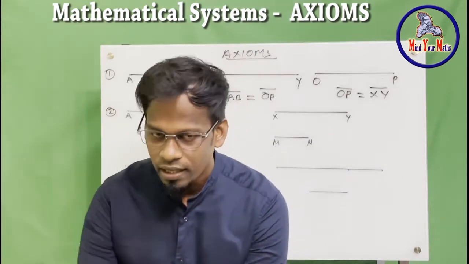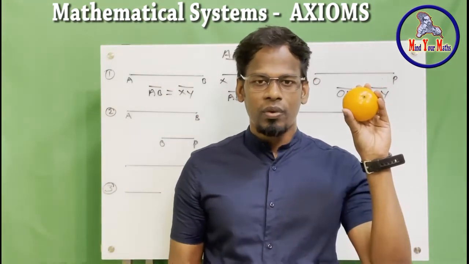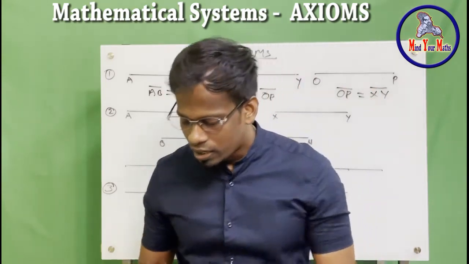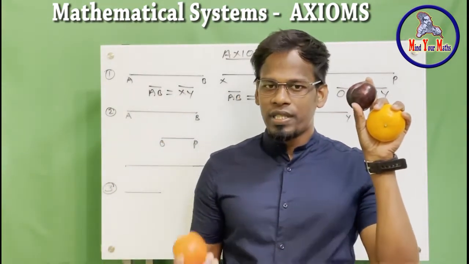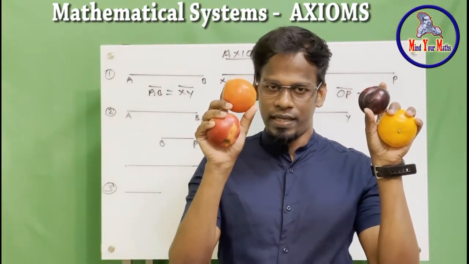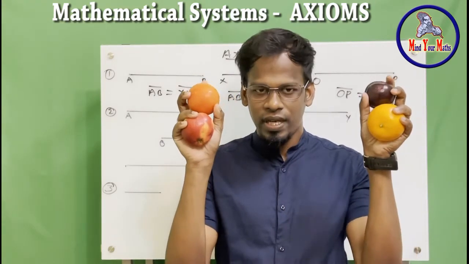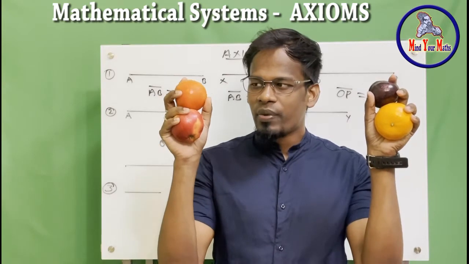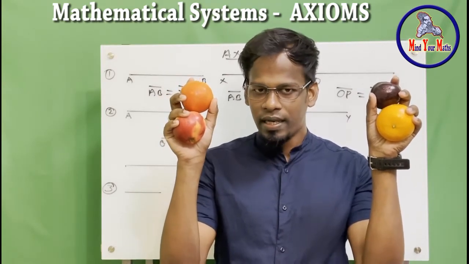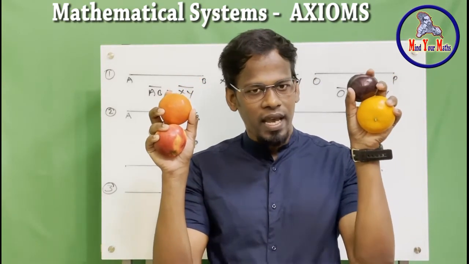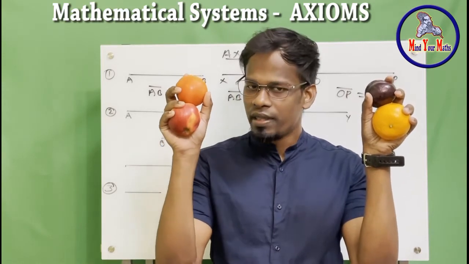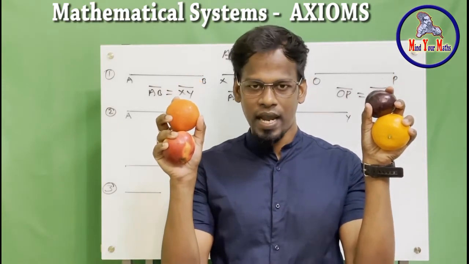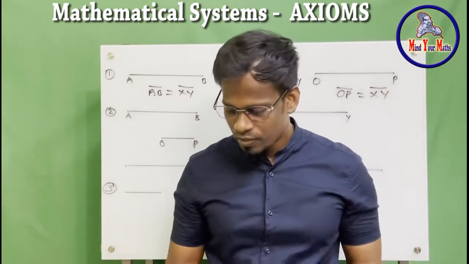Originally the orange was equal to the weight of the apple, and also the plum's weight was equal to the tomato's weight. Now we are adding them together. On the orange side we are adding the plum, and on the apple side we are adding the tomato. So the weight of this side will always be equal to this side. That's the whole thing after adding them. That is what axiom 2 means.